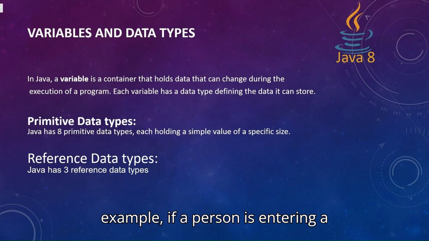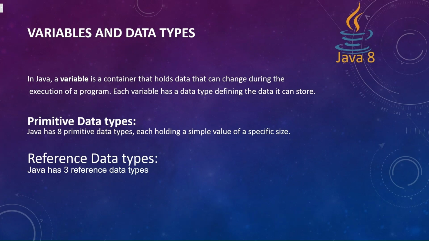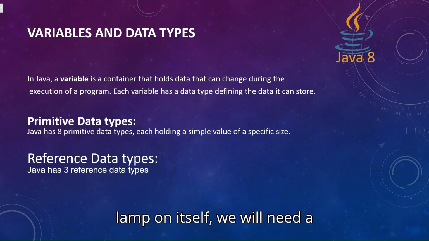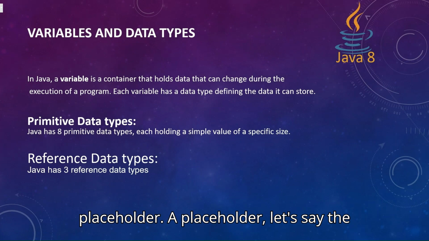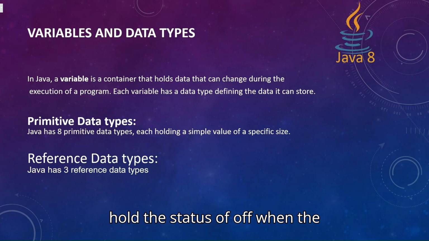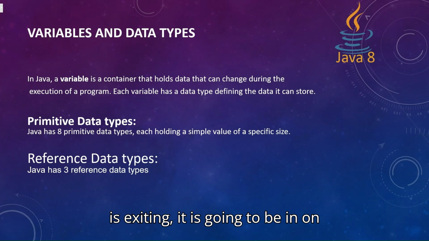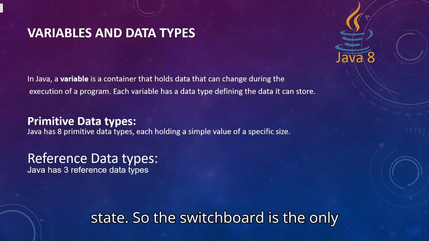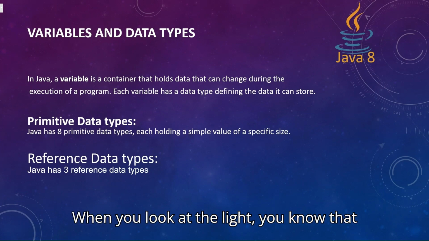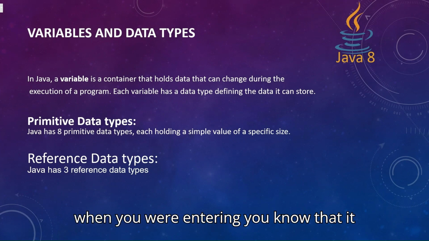Let's say, for example, a person is entering a room, switching on a lamp light, and exiting the room leaving the lamp on. We will need a placeholder. Let's say the placeholder is going to be your switchboard. Your switchboard is going to hold the status of off when the person is entering, and when the person is exiting, it is going to be in the on state. So the switchboard, as well as the light, tells you the state. When you look at the light, you know that it is glowing, and when you were entering, that it was not on.